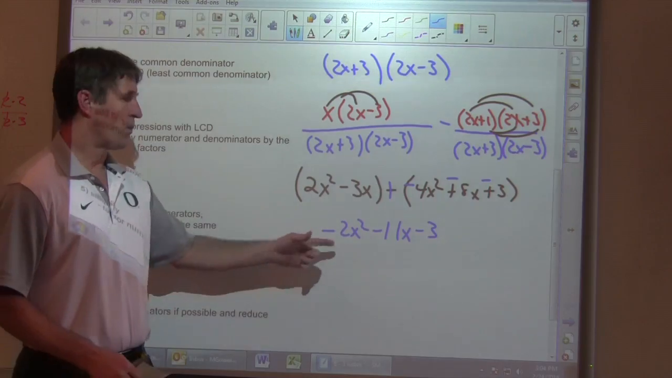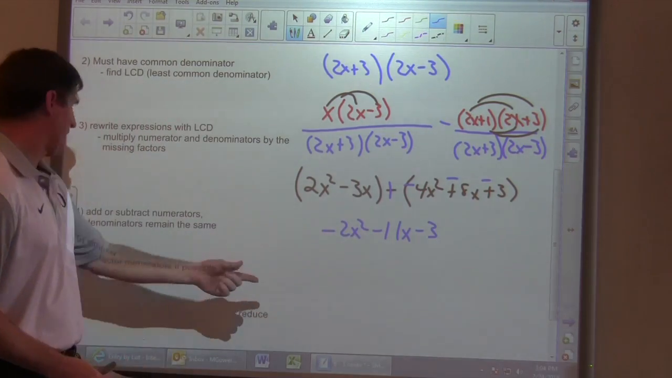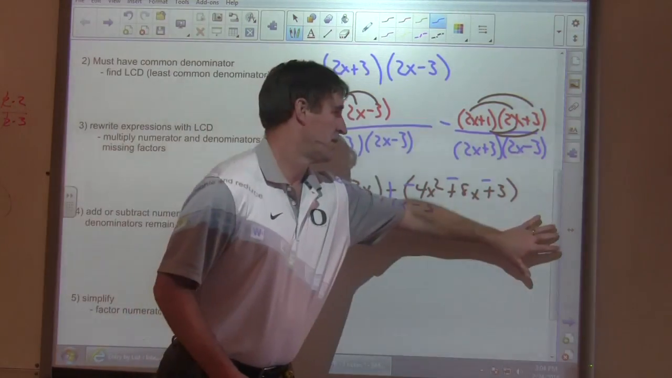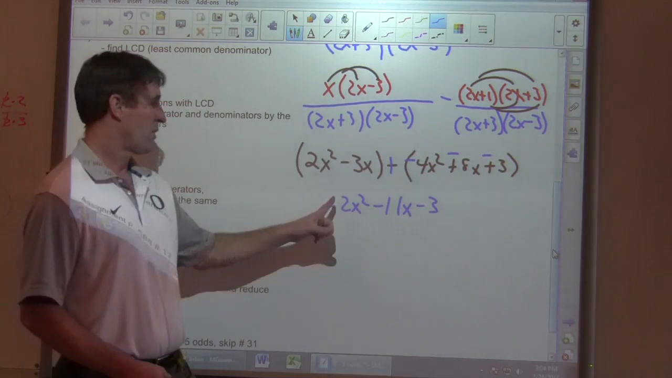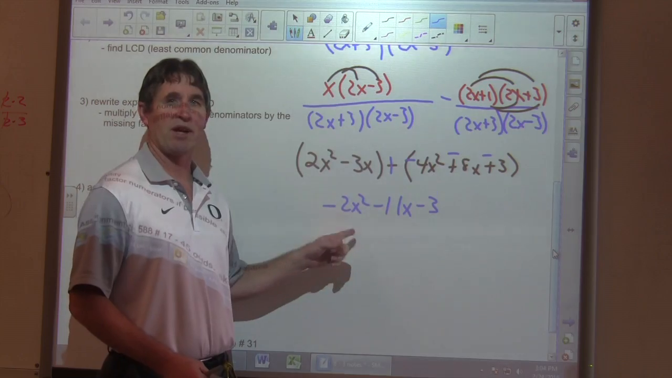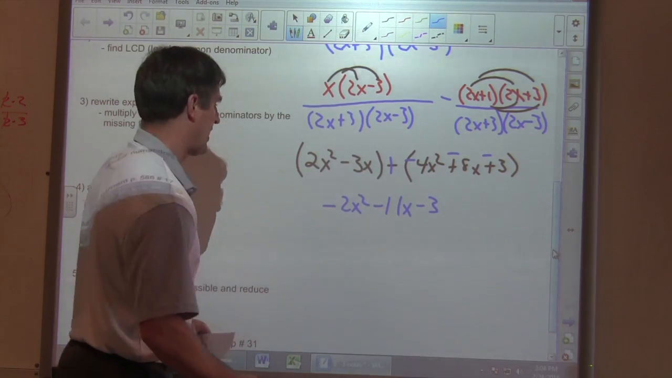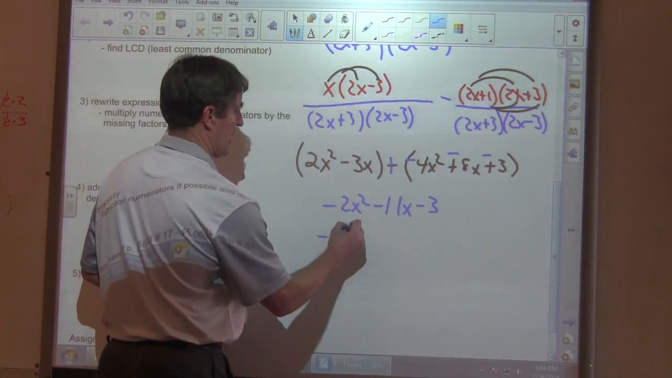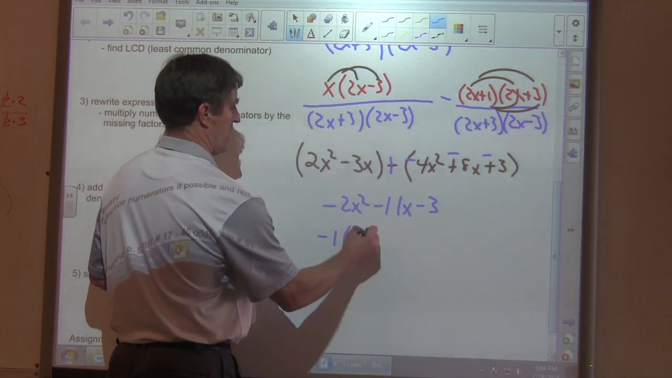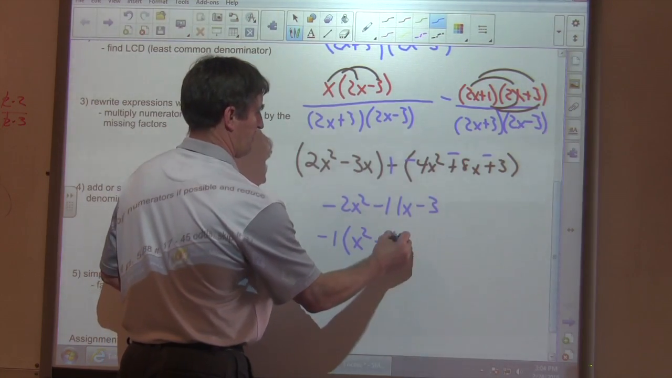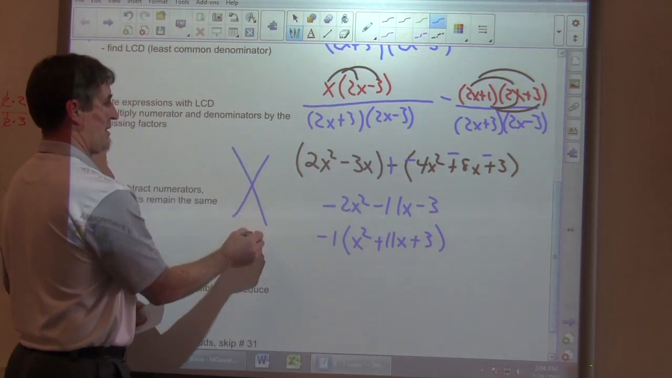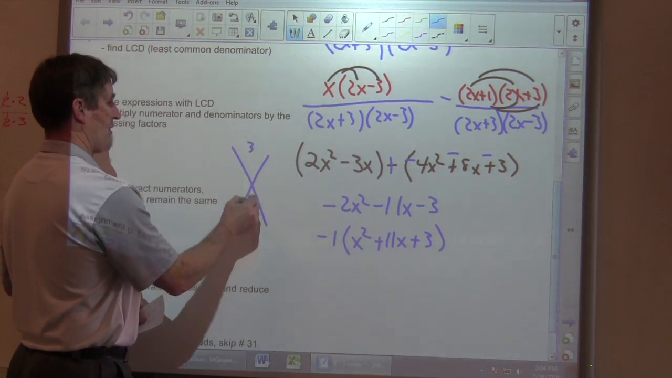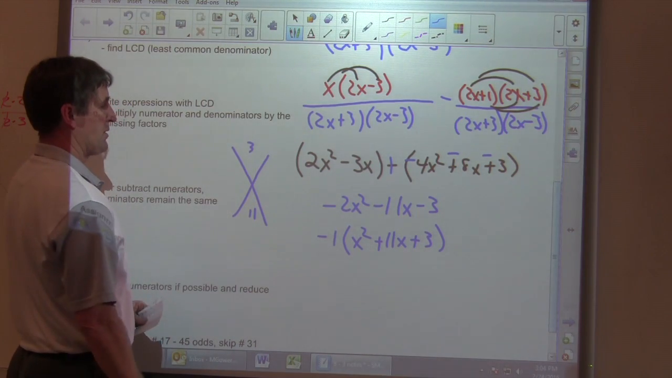Now, again, we have to check and see if we can factor this to simplify it. So to simplify, we factor the numerators if possible and reduce. When you have a negative sign in front of your x squared, you don't want to try and factor that yet. So what I'm going to do is pull out a negative 1, and that changes all the signs. And now I can try the x method. 3 and 11, well, there are no factors of 3 that add up to give you 11.